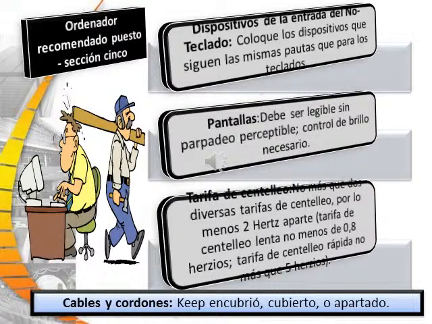Screens must be readable with no perceptible flicker, and a brightness control is necessary. The blink rate should be no more than 2 different blink rates, at least 2 hertz apart. Cables and cords should be kept concealed, covered, or out of the way.